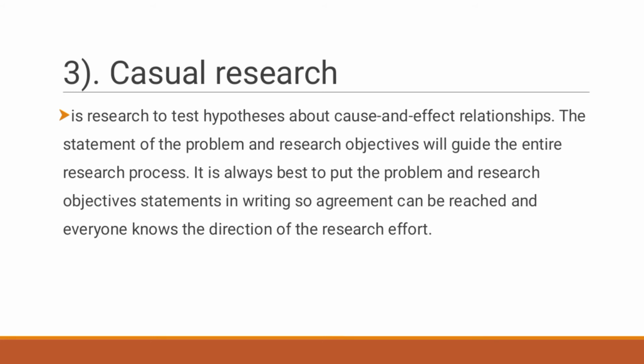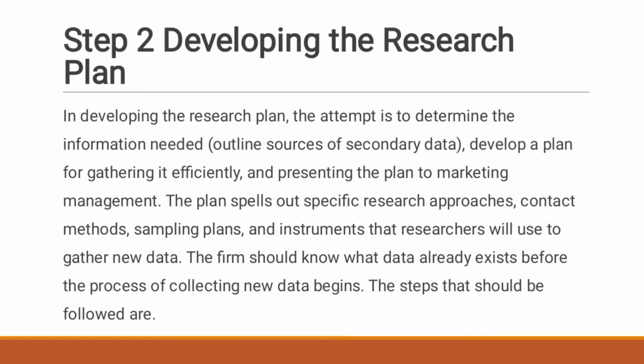The statement of the problem and research objective will guide the entire research process. It is always best to put the problem and research objective statements in writing so agreement can be reached and everyone knows the direction of the research effort. Step 2, developing the research plan. In developing the research plan, the attempt is to determine the information needs, develop a plan for gathering it efficiently, and present the plan to marketing management.